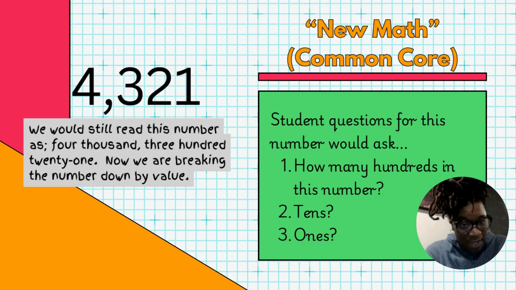So, in our new school math, or our Common Core math, as we like to call it, the series of questioning changes. Instead of asking what place value this is, we ask students, how many hundreds are in this number? How many tens are in this number? How many ones are in this number? We're now taking a number that we all know and recognize, and we're breaking it down by the value in each digit.